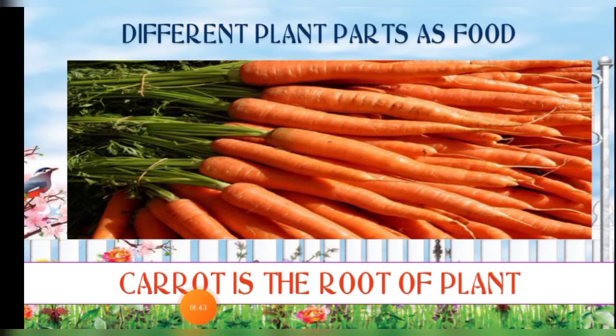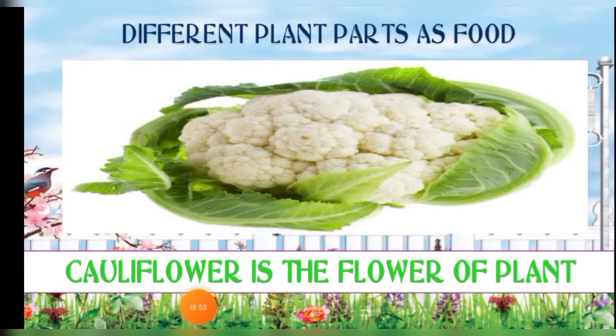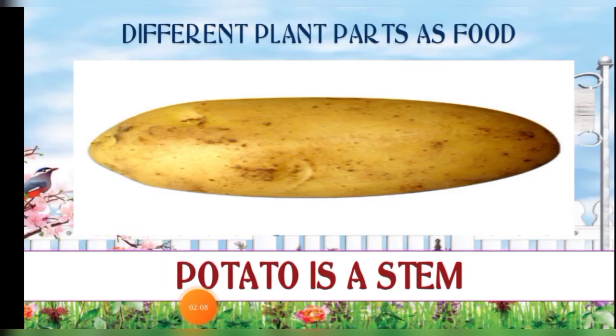Then we discussed different plant parts that we eat as vegetables. Carrot is a root, but we cook it and also eat it. Cauliflower is a flower of a plant, and we again cook it and eat it. Potato is a stem which we eat as a vegetable.